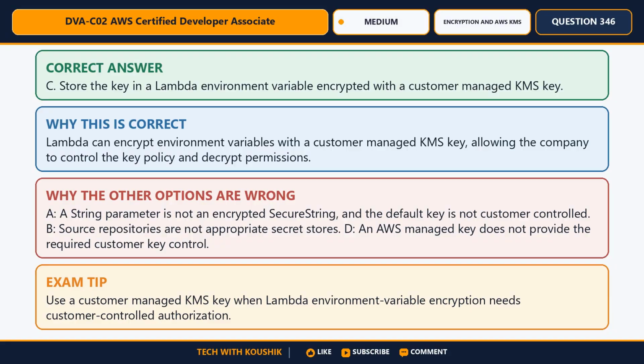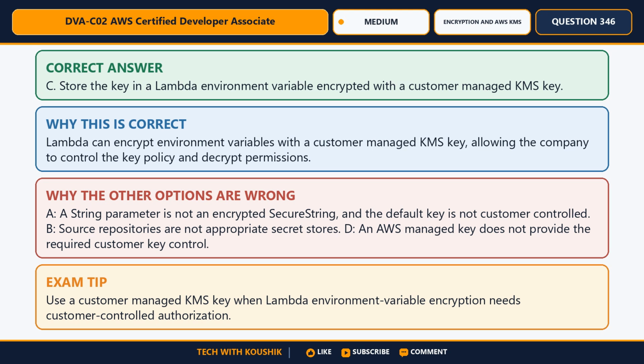The correct answer is C. Store the key in a Lambda environment variable encrypted with a customer-managed KMS key. Here is why. Lambda can encrypt environment variables with a customer-managed KMS key, allowing the company to control the key policy and decrypt permissions. Why are the other options not correct?